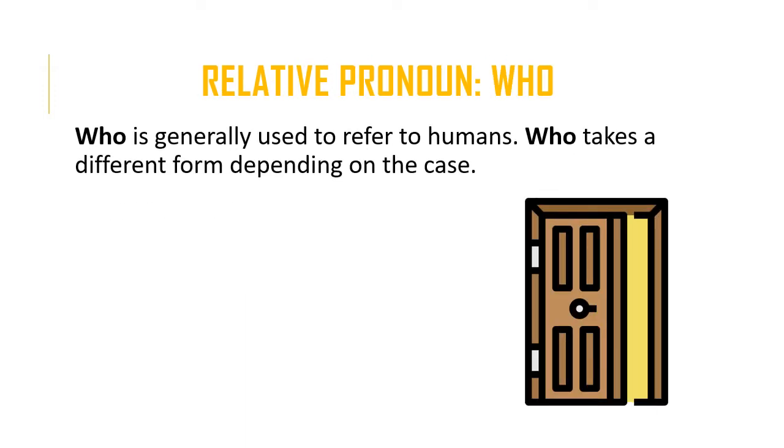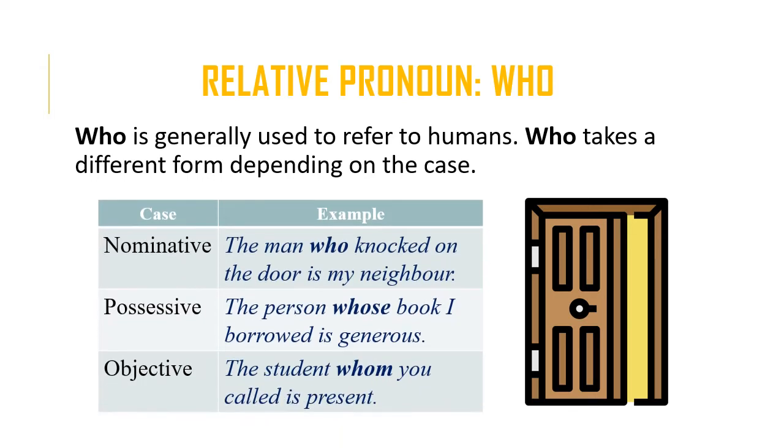All right, let's start off with who. Who is generally used to refer to humans. Who takes a different form depending on the case. So for the nominative case, this is when it's the subject of a verb, we say who. In the possessive case, whose. And finally, in the objective case, whom.